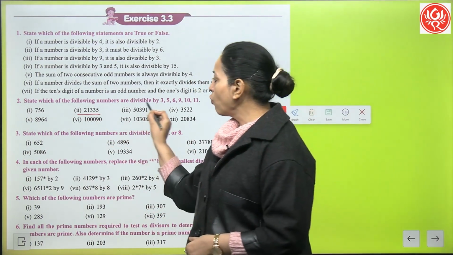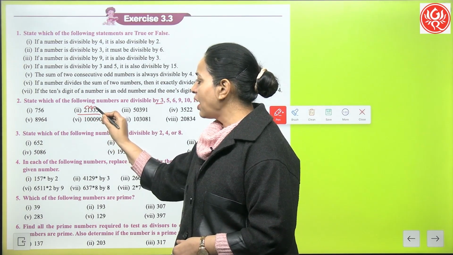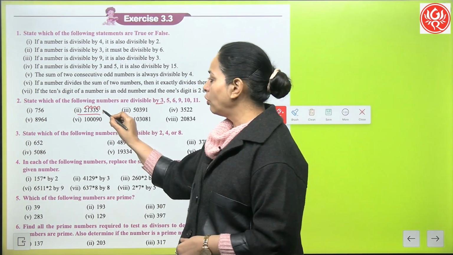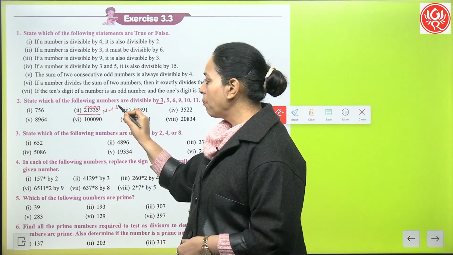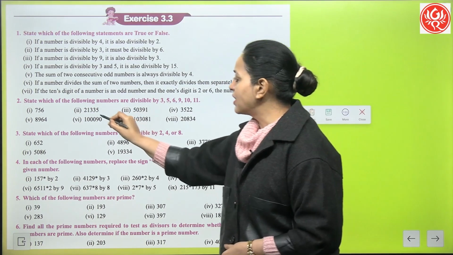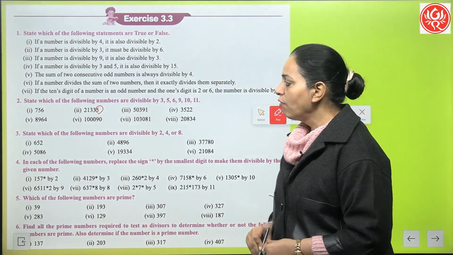21,335. So first of all, check by 3. 2 plus 1 is 3, plus 3 is 6, plus 3 is 9, plus 5 is 14. Sum of digits is 14, so it is not divisible by 3. Okay. फिर 5 से check करेंगे. Yes, the last digit is 5, so yes, it is divisible by 5.